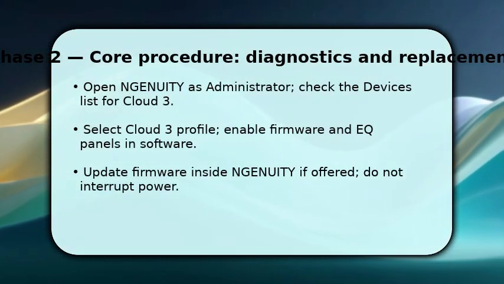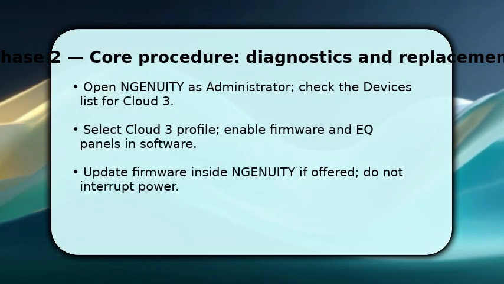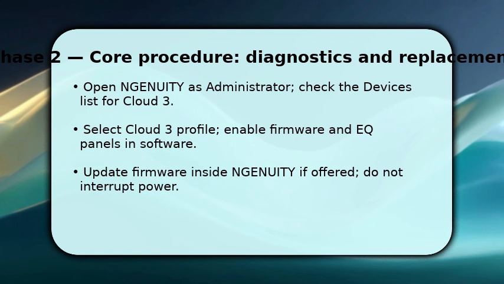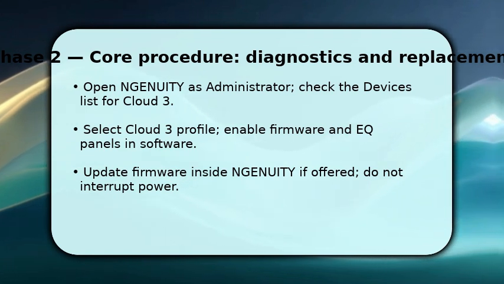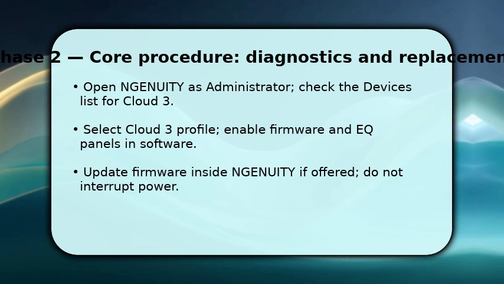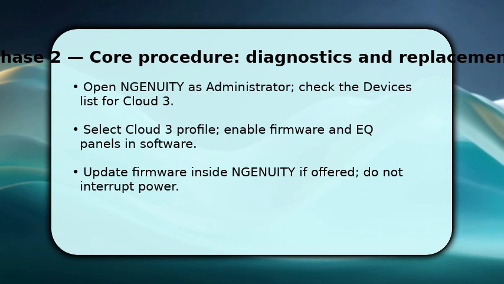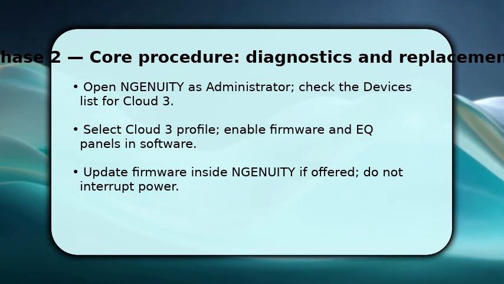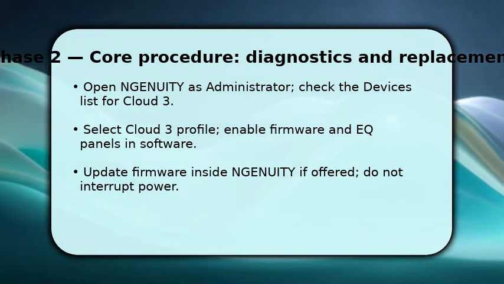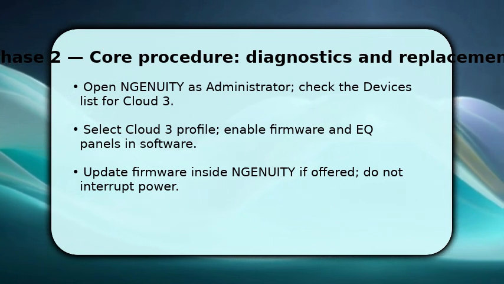Open Ngenuity using Run as administrator so the app has full access to device ports. Once the app loads, check the devices list for Cloud 3. Select it to reveal panels for firmware, equalizer, and mic. Next, enable the firmware pane and click Update if an update is offered. Do not disconnect the cable or put the PC to sleep.